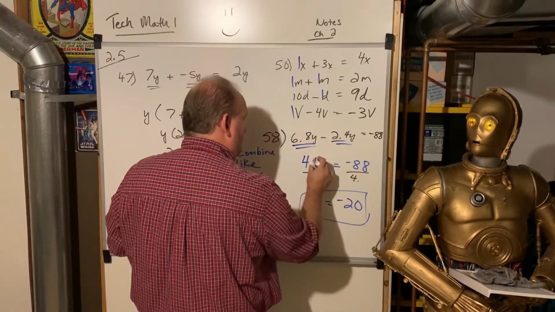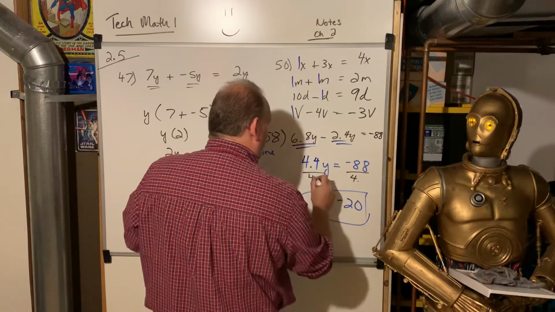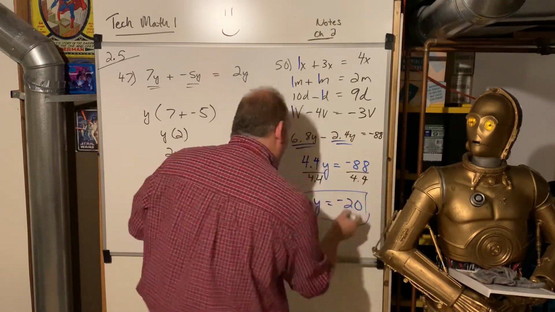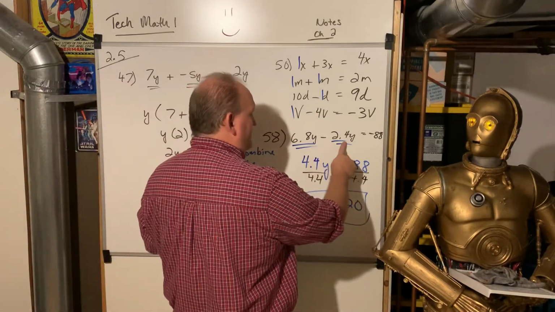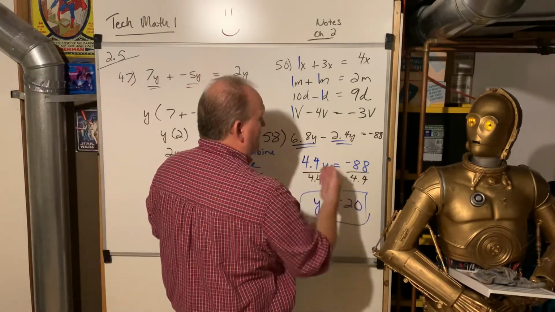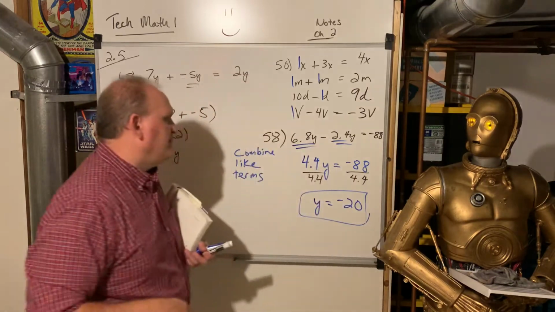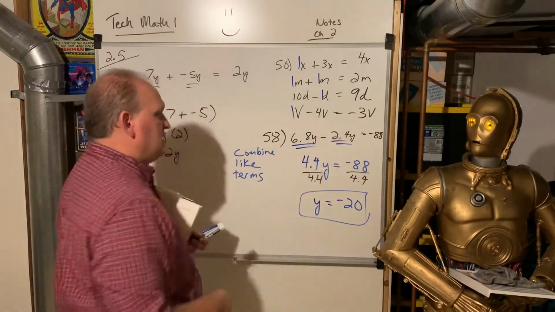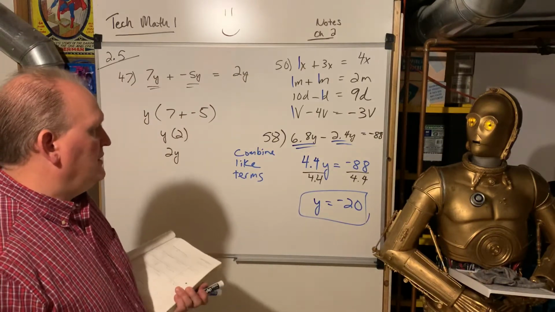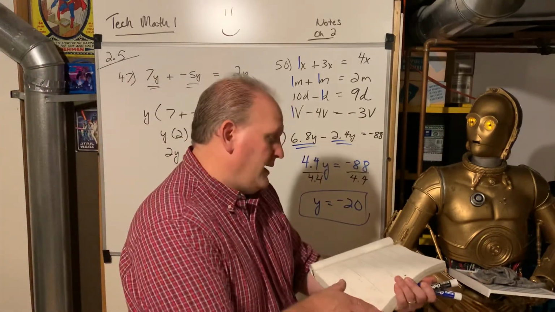You're probably yelling at the screen, right? 4.4, 4.4, 4.4. There it is. That's 20. So 6.8 minus 2.4 is 4.4y, and then we divide both sides by 4.4. I was too worried about explaining combining like terms to focus on the actual numbers. Sorry about that. All right.